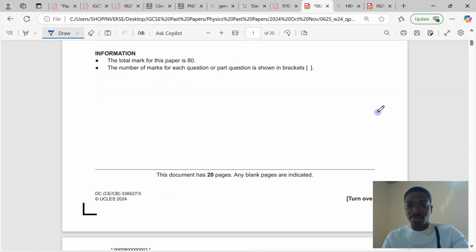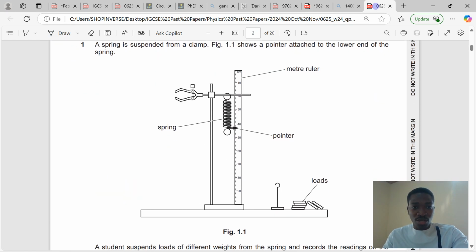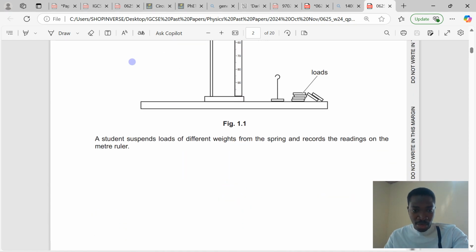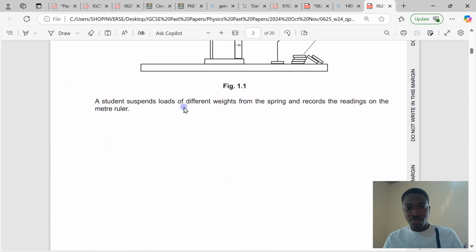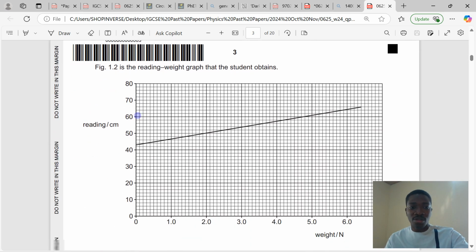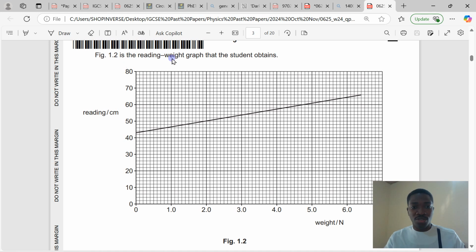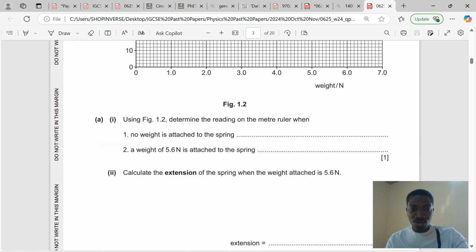Question number 1. A spring is suspended from a clamp. Figure 1.1 shows a pointer attached to the lower end of the spring. A student suspends loads of different weights from the spring and records the reading on the meter ruler. Figure 1.2 is the reading against weight graph that the student obtains. So this is the graph, plotting the reading on the meter ruler against the weight of the load. Okay, let's see the question now.